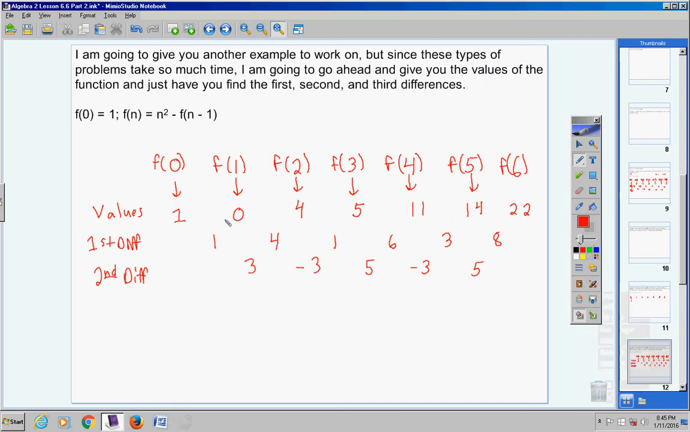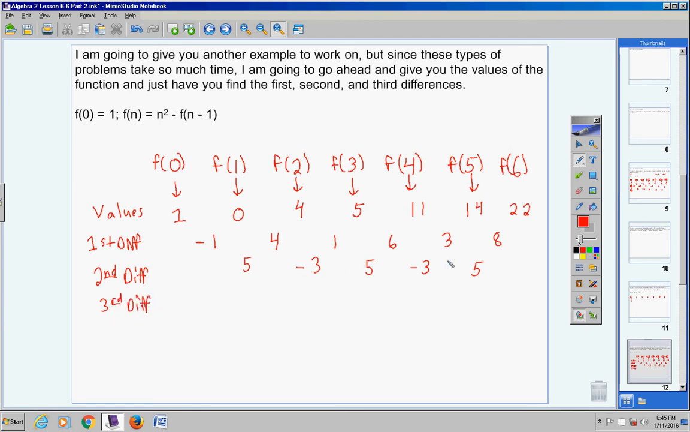And students, I just found a mistake. You probably noticed it earlier, and I apologize. This should be a negative 1 right here. When I didn't get a 5 here, I thought something was wrong. This should be a negative 1. 4 minus a negative 1 is 5. Okay, there we go. Okay, moving on now to find my third differences.